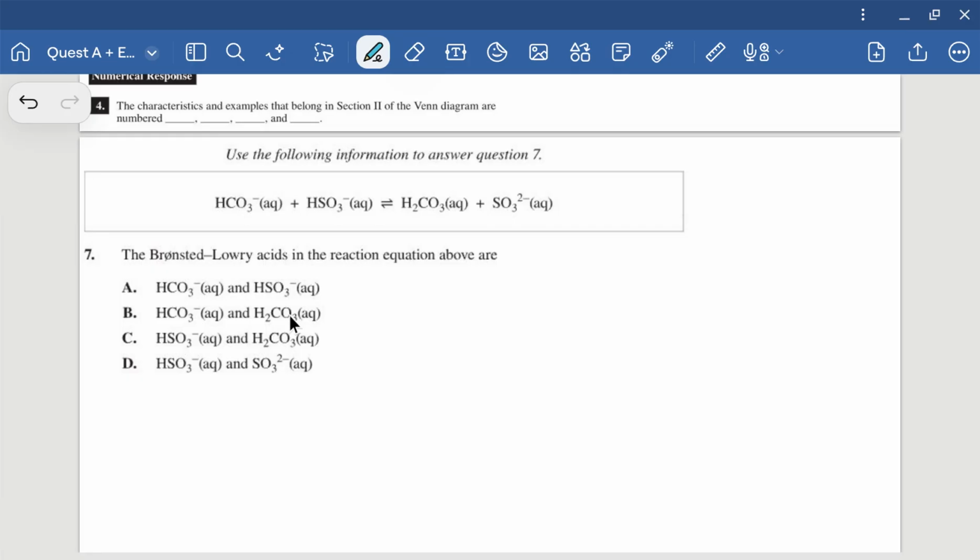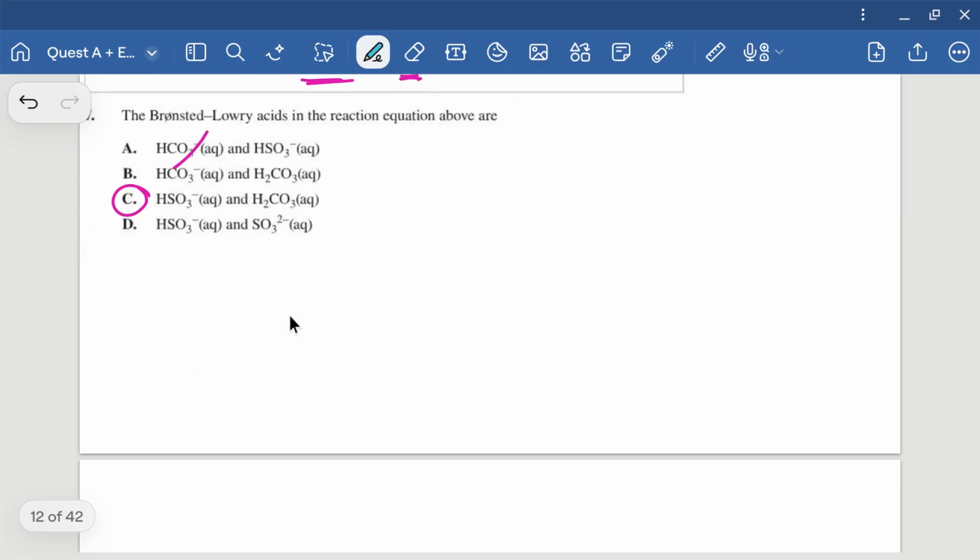Coming down to number 7, what are acting like your acids? So just remembering that you can approach going in either direction. So taking a look at what's happening, we see that the hydrogen is coming over to the HCO3 negative. So your HCO3 negative is what's acting like an acid on the reactant side. And then on the product side, I think it's a little bit easier to see that acid a bit clearer. So this is going to be C, which ones are acting like an acid.